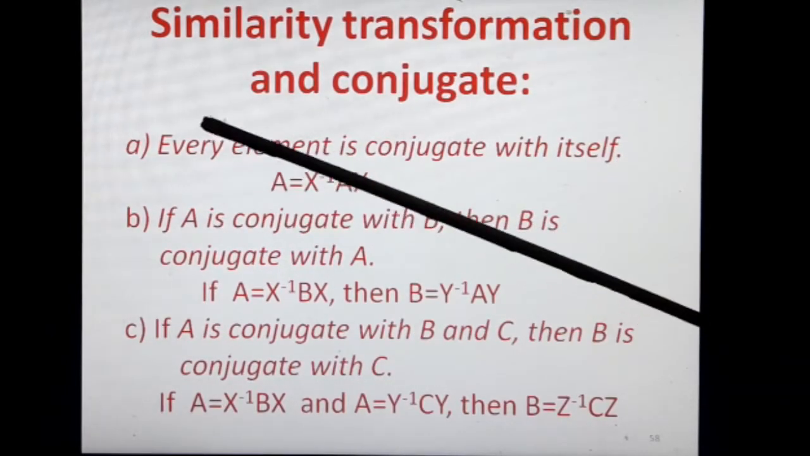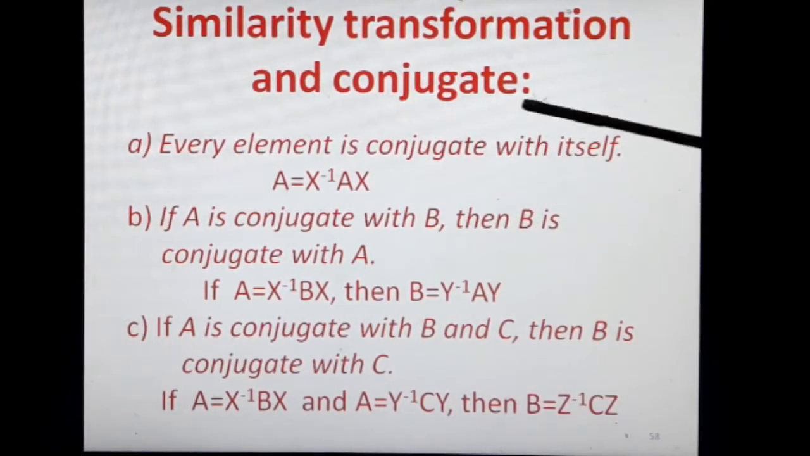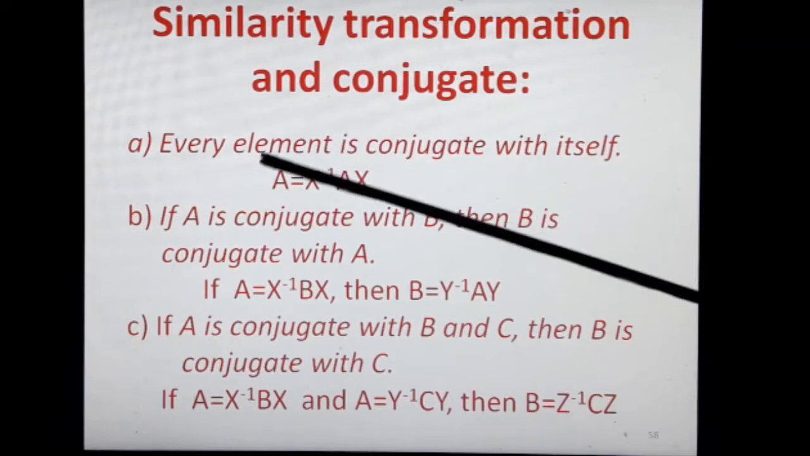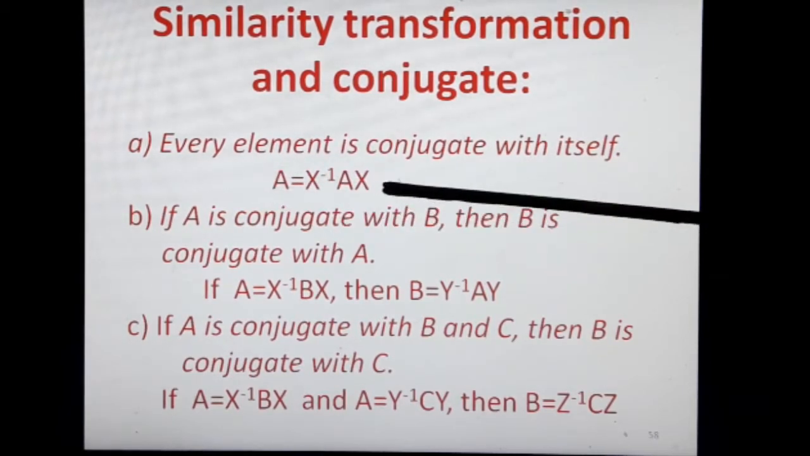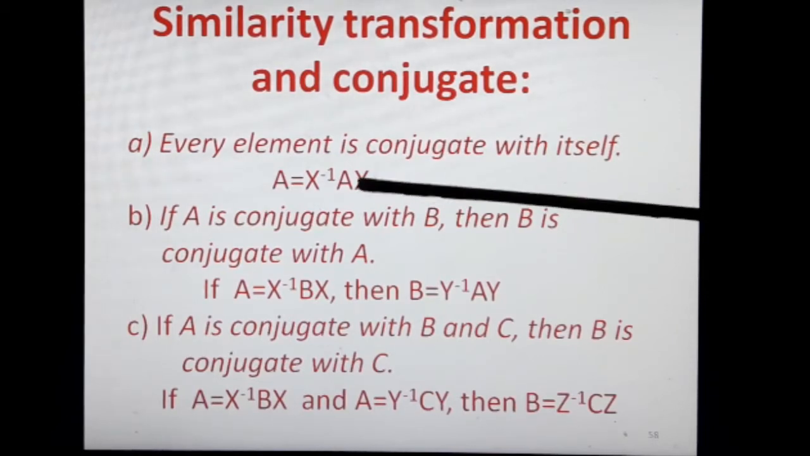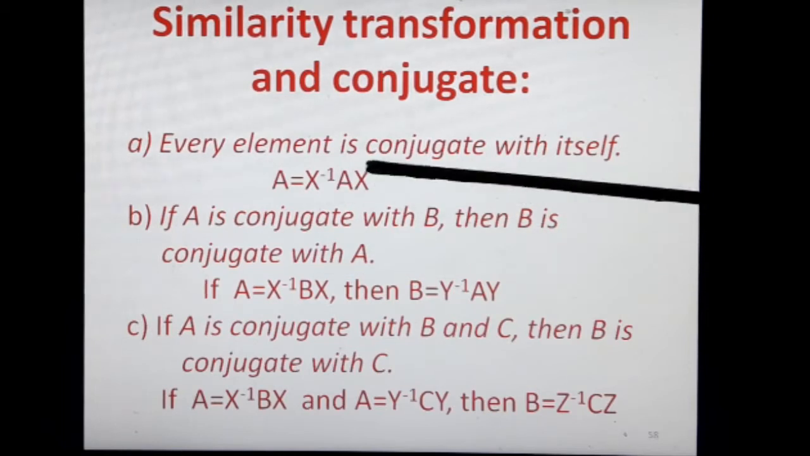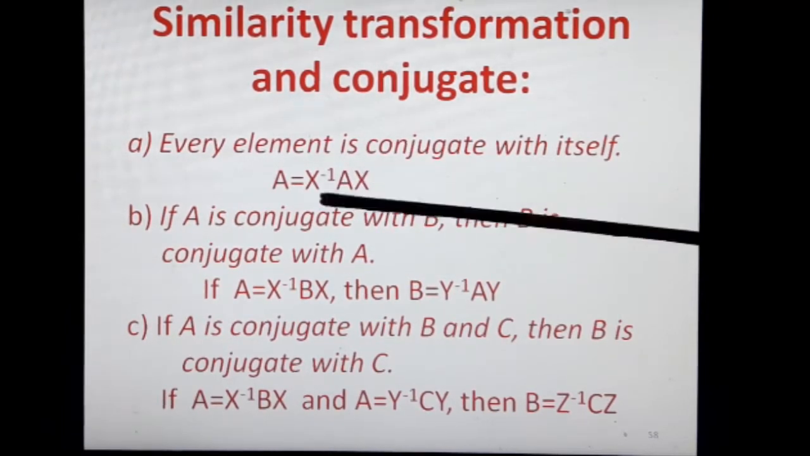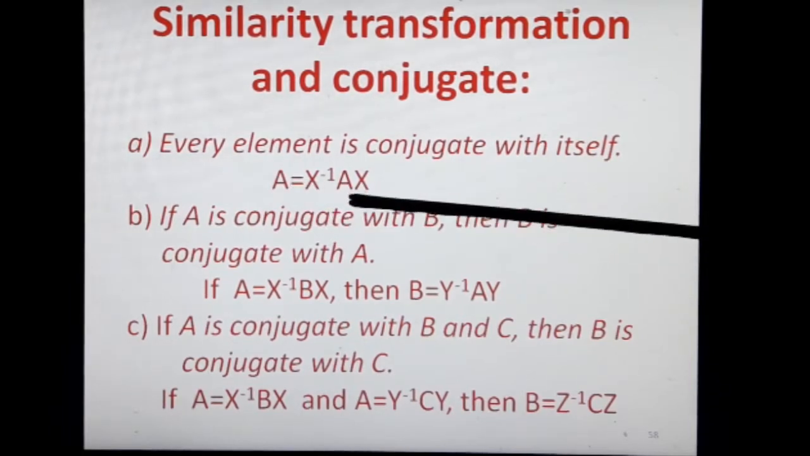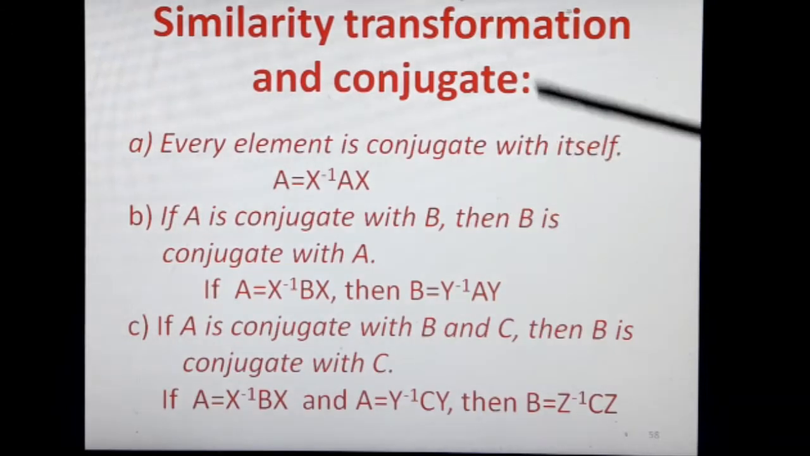First property: every element is conjugate with itself. It means if A is the element and we perform this operation, that is, first the X operation with A, then the X inverse operation with the resultant of AX, this will be equal to A. So this A and this A are conjugate, so every element is conjugate with itself.